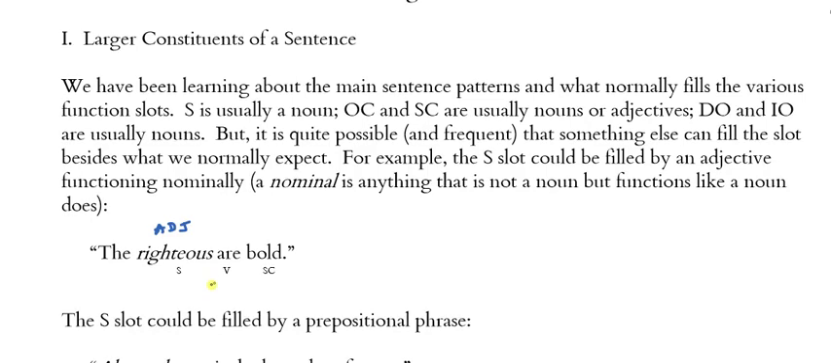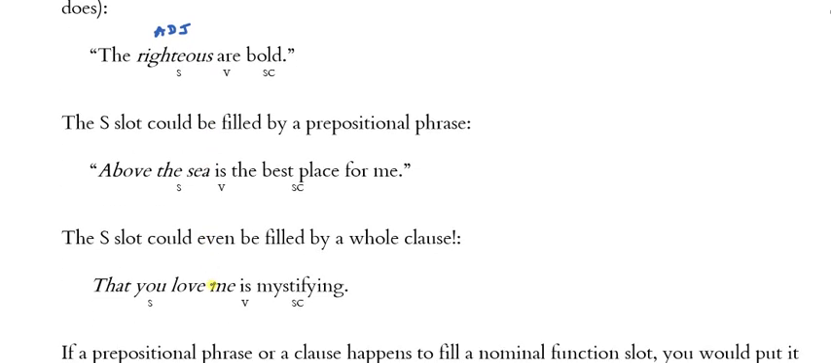The subject slot could be filled by other things like prepositional phrases. This is very unusual in English, but it is possible. So take a look here. We have above the sea is the best place for me. This is a subject, verb, subject complement sentence. And notice that the subject is being filled by a prepositional phrase. Above the sea is the subject. Our copula is, and then what is above the sea? Well, it's the best place.